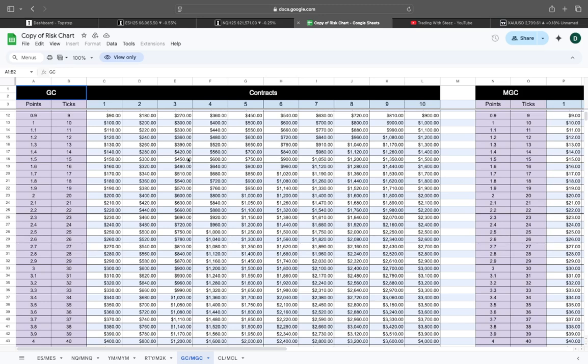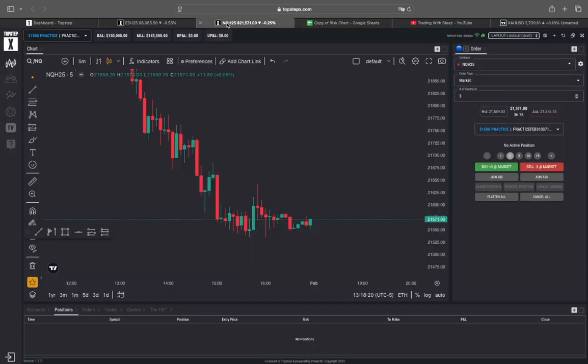I'll go with 3 contracts, come back to my trading platform on TopStep, make sure I'm on gold, market always. You're going to have to highlight the number to change it by typing. You're going to either highlight it here and type in 3, or change it with the plus and minus here on the amount of contracts you want to use. And then if we're buying, you'll hit buy. If we're selling, we'll hit sell.